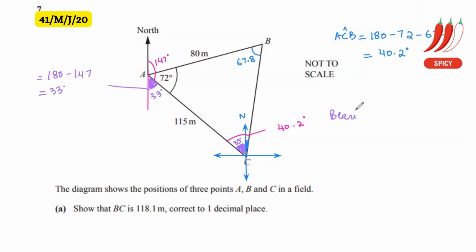So bearing of B from C equals 40.2 minus 33, which equals 7.2. As I mentioned earlier, bearing cannot be written as a two-digit number or a one-digit number, which means we'll add two zeros before it. So 007.2 degrees is your bearing of B from C.